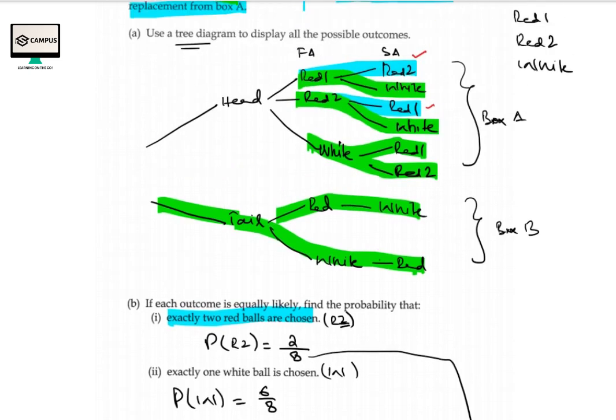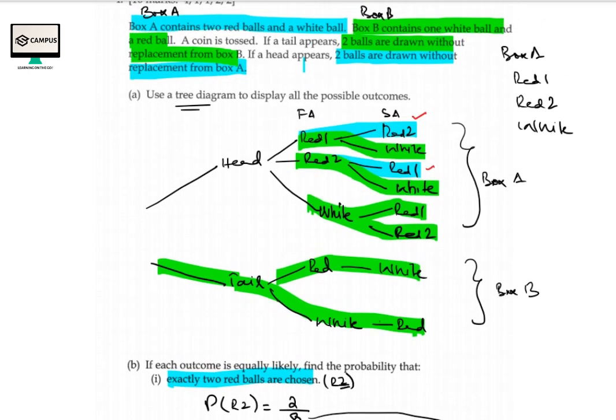Let's go back to our tree diagram above. You see, the branches that are highlighted in green are those branches where exactly one white ball is chosen in the scenario. All right, but these are the overall branches, right? So our question is find the probability of choosing box A given that exactly one white ball is chosen, right?